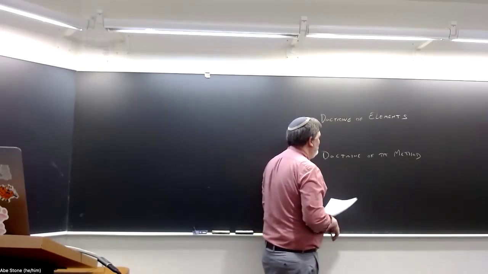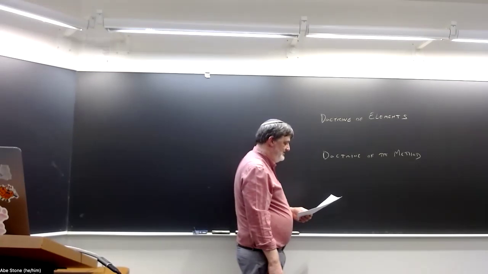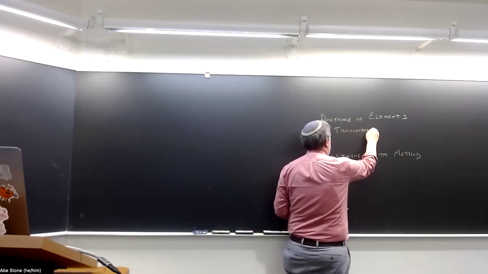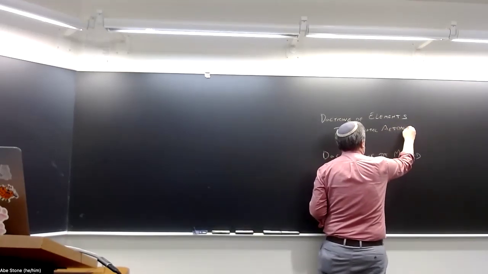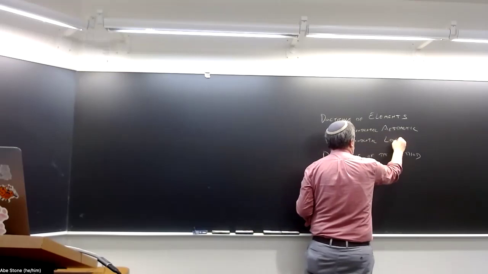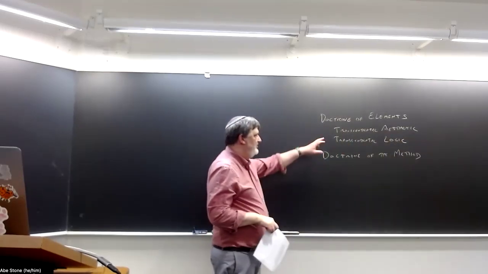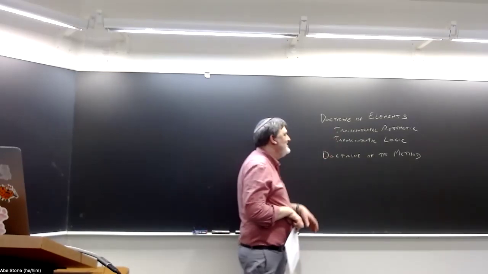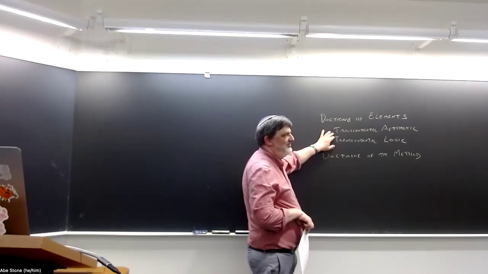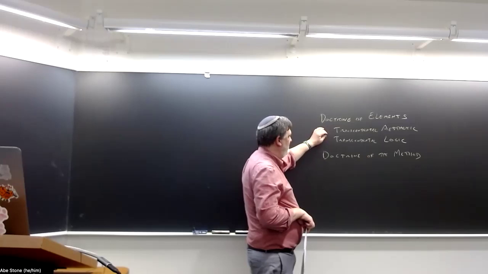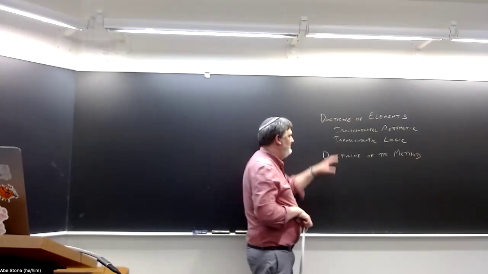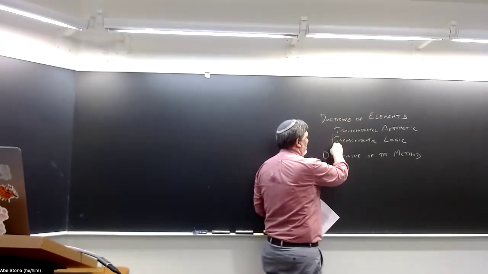Sometimes I say doctrine of elements, sometimes doctrine of the elements. The doctrine of elements is divided into two parts: the transcendental aesthetic and the transcendental logic. Almost every part of the book starts with "transcendental," so I'm going to leave that out when I'm talking about it. But there are two parts, the aesthetic and the logic. Again, this division is really unequal. The transcendental aesthetic is really short, and the first part of it was the reading for today, and the rest of it is the beginning of the reading for next time. And then we're going to be in the transcendental logic. So the transcendental logic is most of the book, actually.